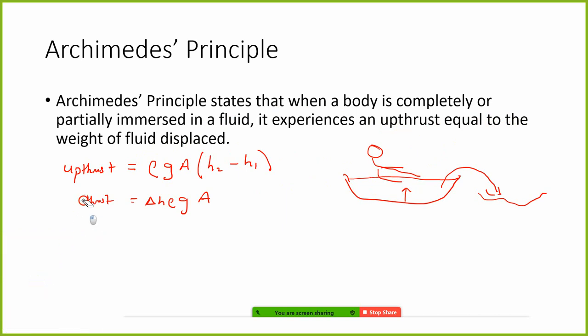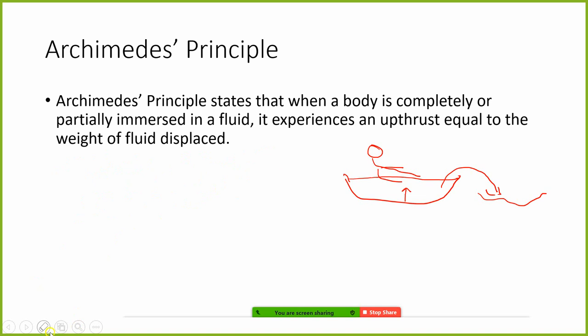So that's another method that we could have used right there and then to basically find out what the upthrust is. That is one method there, right? So at the end of the day, we're saying that the upthrust is equal to the weight of the fluid displaced.